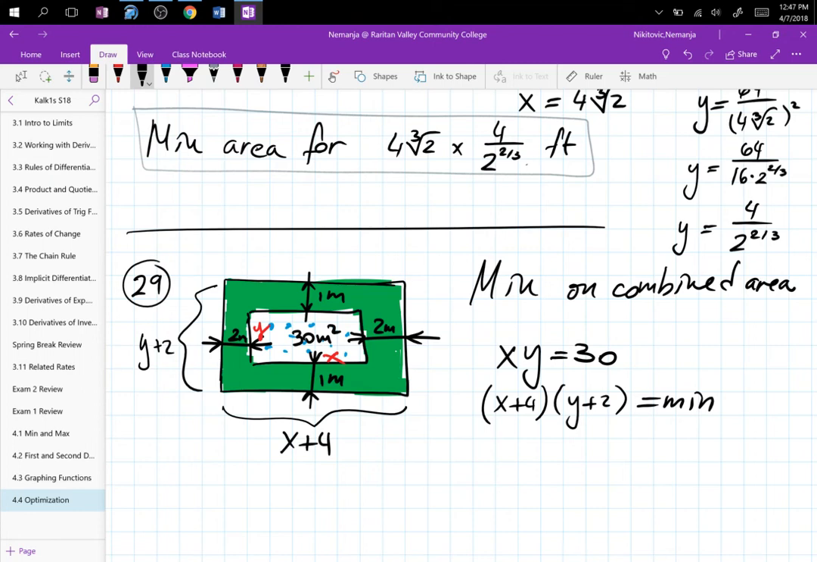If you're able to go this far, the rest should be a joke. Either x or y is 30 over whatever the other one is. Plug in and you're done.